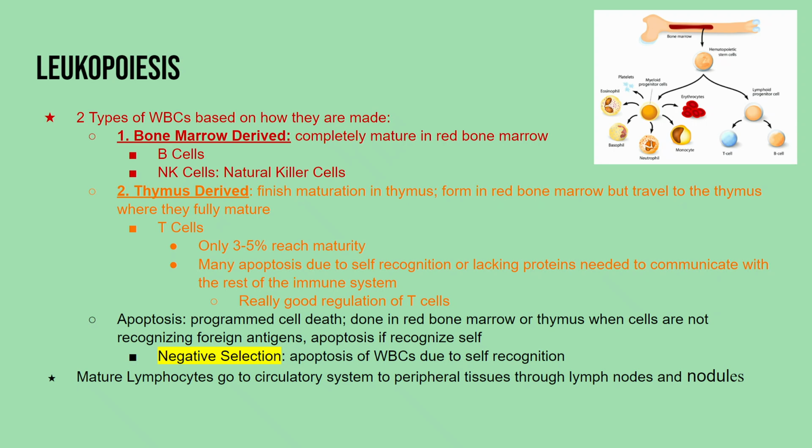So that's known as negative selection. So we're selecting out the white blood cells that are not properly made or recognizing themselves as pathogenic. And then the mature lymphocytes or white blood cells go to the circulatory system through the lymph nodes and nodules.